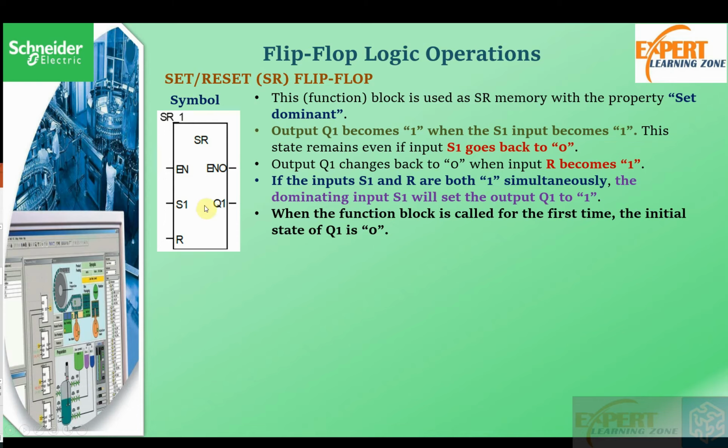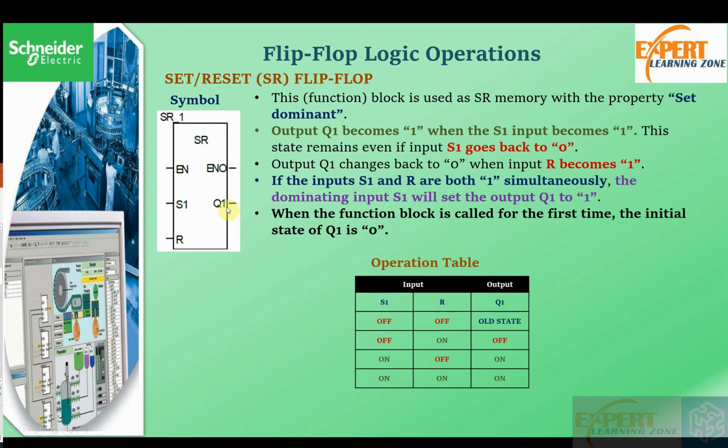So how does this block function? It functions as such. When S is set to 1, the output is 1. When R is set to 1, the output is 0. And when S and R are both 1 at the same time, then the set dominates. That's why it's called set dominant. Then the set dominates and the output is set to 1. And if both of them are 0 at the same time, then the output keeps its old state. So that's what it says.